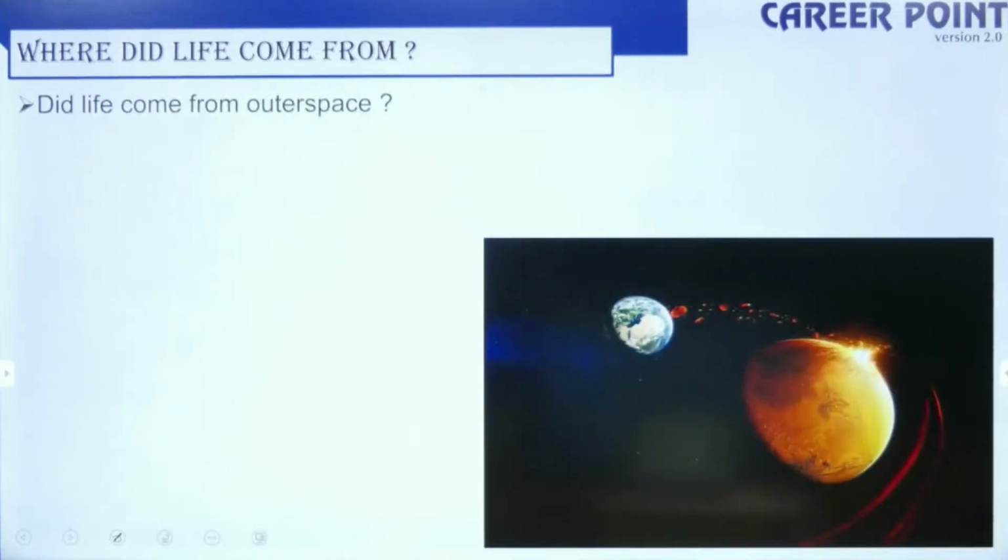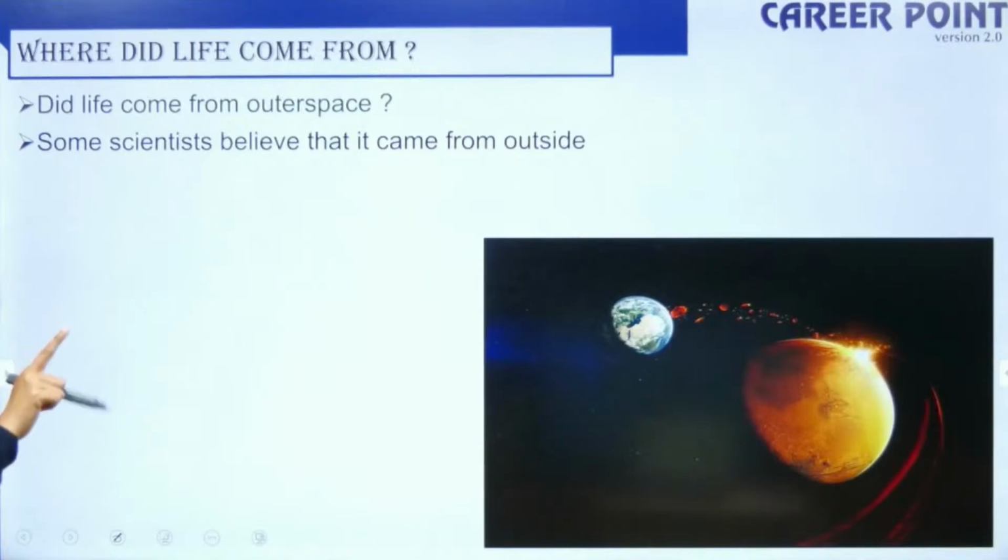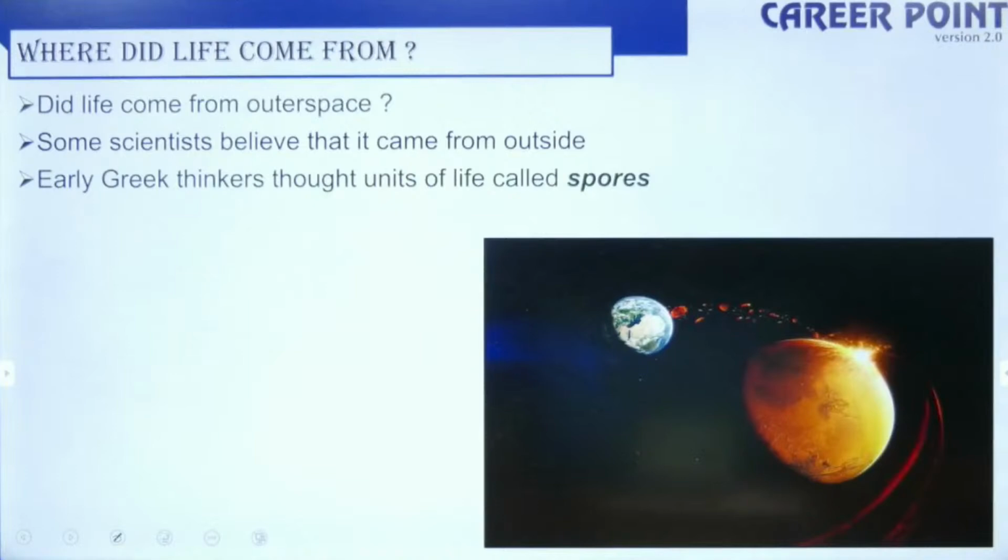First, did life come from outer space? Not directly inside Earth, but life came from outer space. This was the first hypothesis people gave. So some scientists believe that it came from the outside world. That first pre-existing cell might have come from the outside world. So that is their notion.